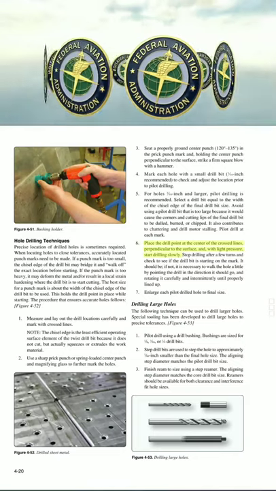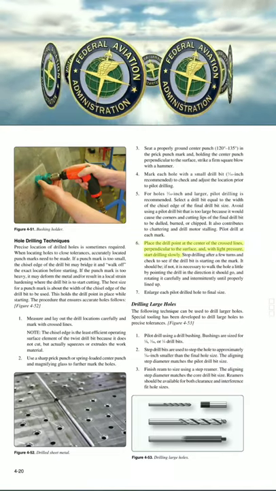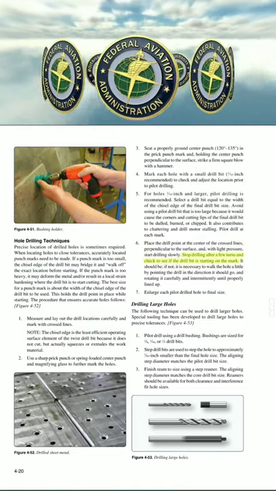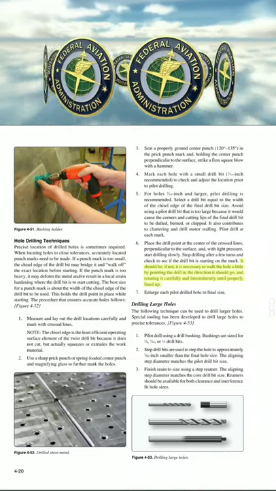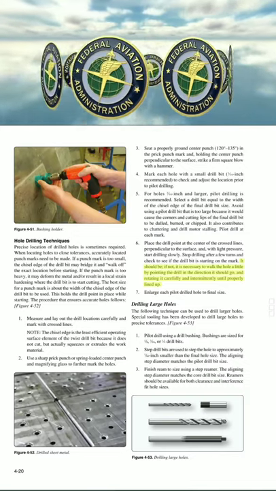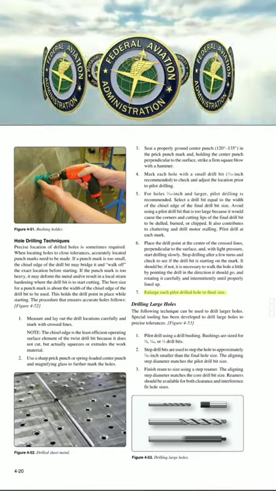6. Place the drill point at the center of the crossed lines, perpendicular to the surface, and, with light pressure, start drilling slowly. Stop drilling after a few turns and check to see if the drill bit is starting on the mark. It should be. If not, it is necessary to walk the hole a little by pointing the drill in the direction it should go, and rotating it carefully and intermittently until properly lined up. 7. Enlarge each pilot drilled hole to final size.